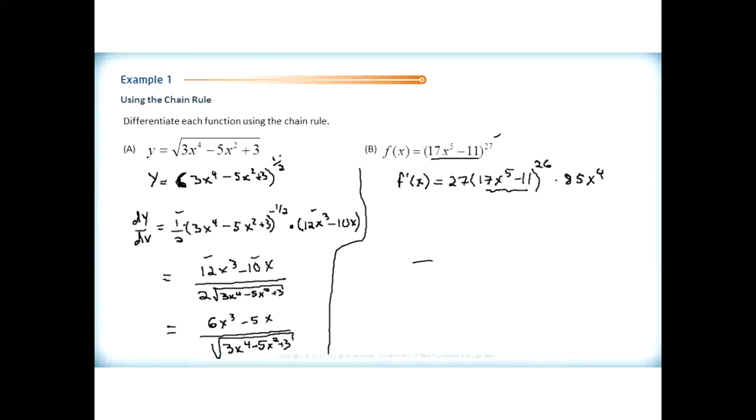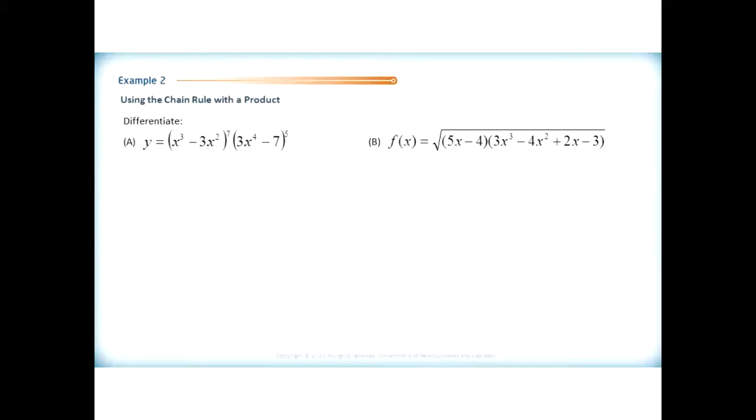Not much to do simplifying. I could multiply these two things together if I wanted, but we're not going to take a whole lot of time to look at simplifying that because there isn't much we could do anyway. Unless, of course, you wanted to expand 17x to the power of 5 minus 11 by itself 26 times. Good luck to you. Okay.